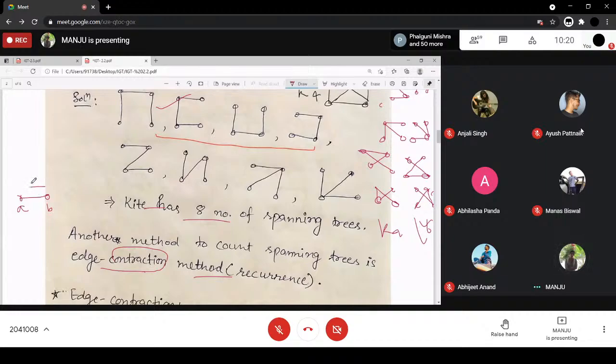If it will contract this edge, what will it form? A point now. A is equal to B. If it contracts to a point, then A is equal to B and it will be just one point, right? Now, what about if you have an E1 edge and an E2 edge?